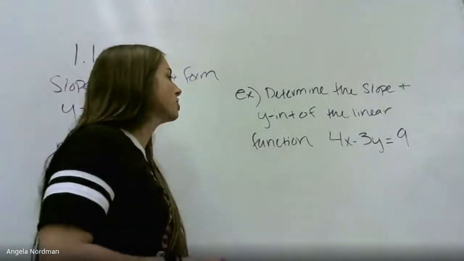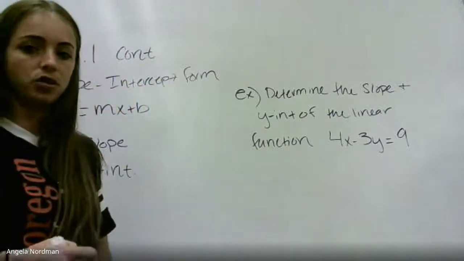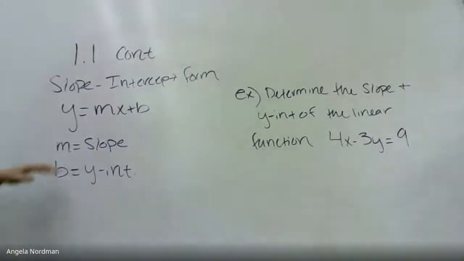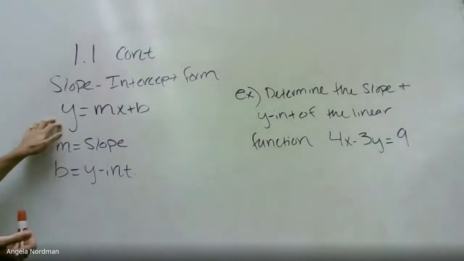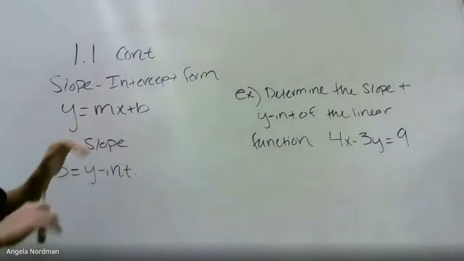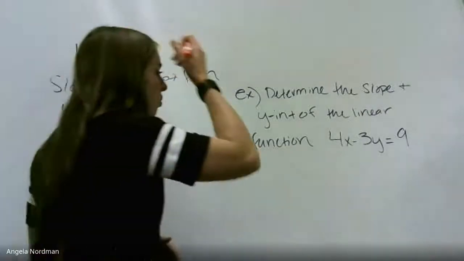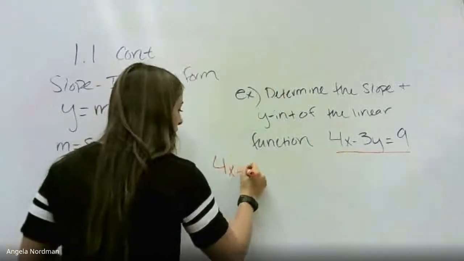We want to determine the slope and the y-intercept of the linear function. So step one, in order to do so, we need to get it into slope-intercept form. What that looks like is a y being isolated on the left side, with the mx plus b or anything else on the right side. So we're going to take this equation, bring it over here.